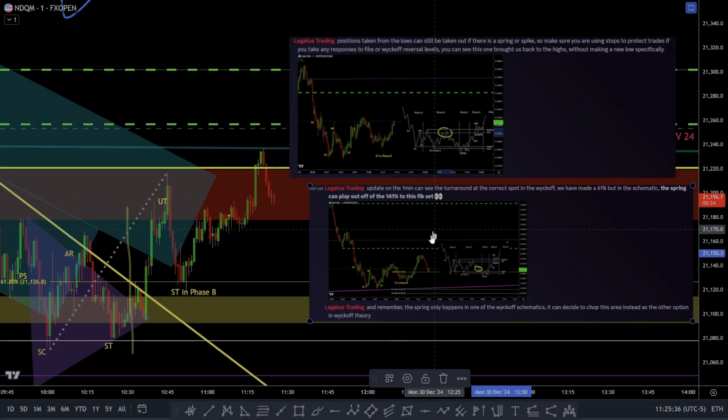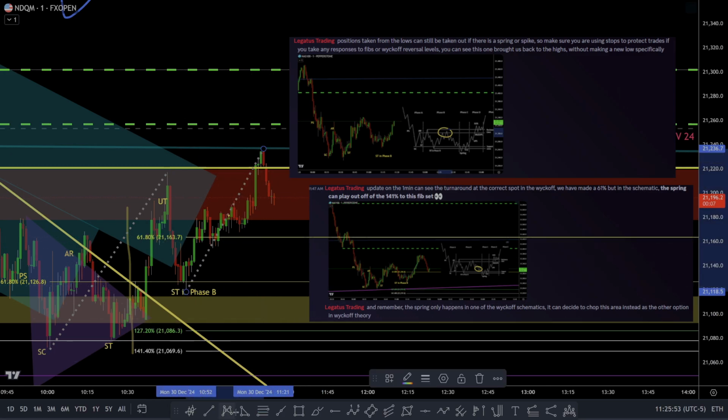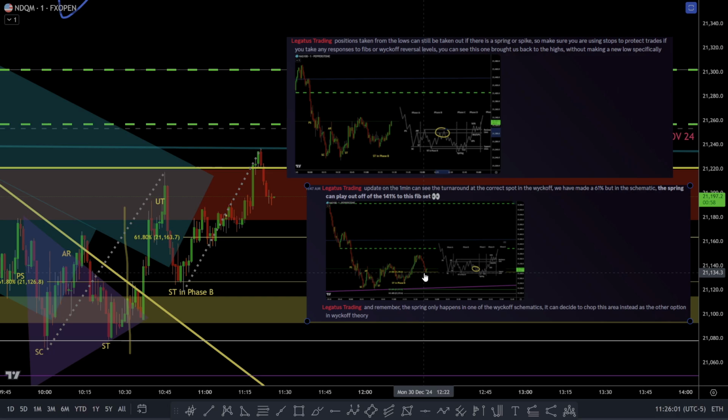This is an update on the 1 minute. You can see in the last picture, we were right there at the high, and we came down a little bit from that high to hit a 61% retracement of the ST. So if I put those same fibs in there, is this the 61? That's the 61 that it made it to yesterday, or well, Friday. And you can see the update on the 1 minute chart. You can see the turnaround at the correct spot in the Wyckoff.